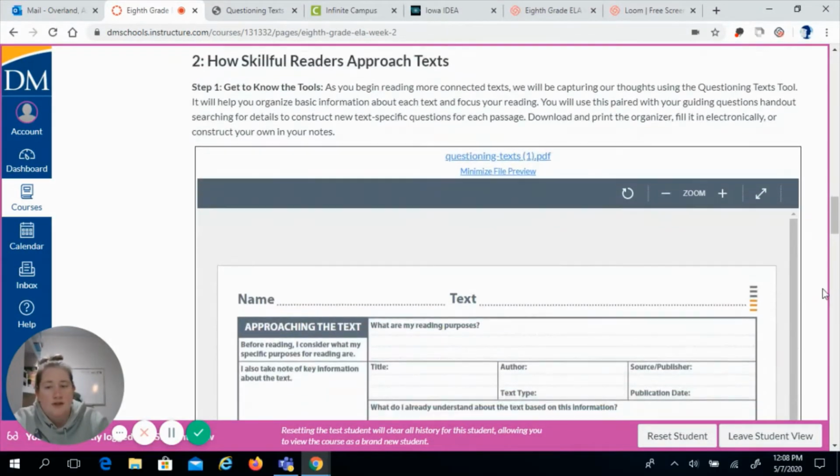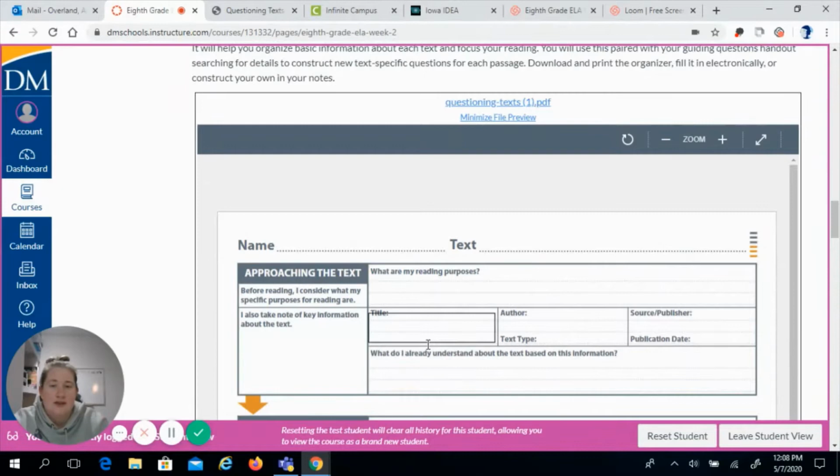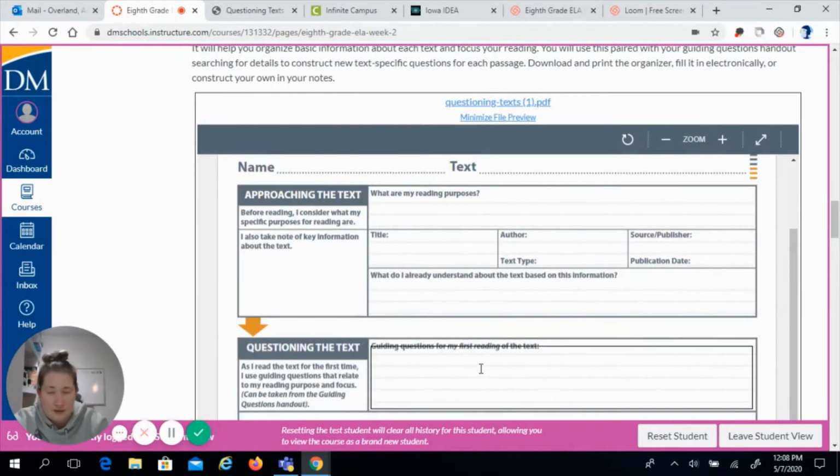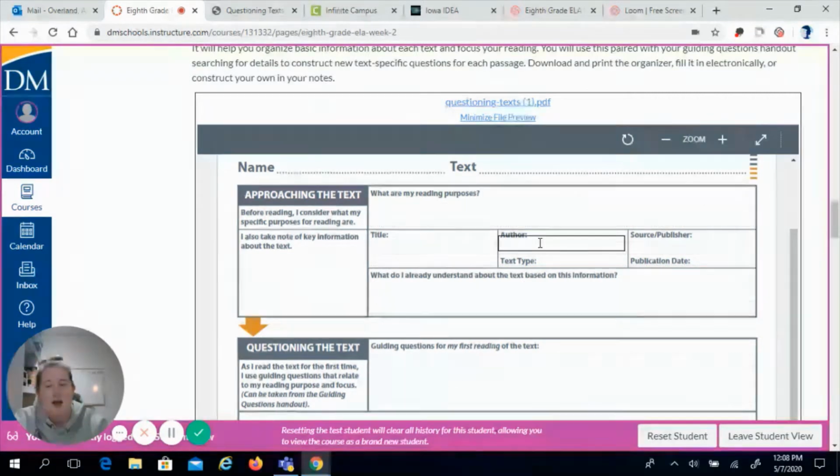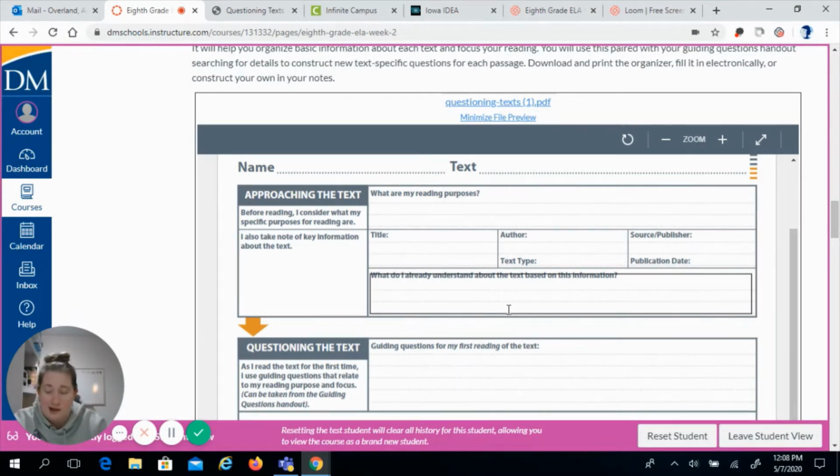So this first handout we have for you, it focuses on how to ask questions while you're reading a text. So this first section is called Approaching the Text. This will be before you read. So you write down the title, the author, what type it is. Is it informational? Is it entertaining? Is it fiction, nonfiction? Whatever type you determine it to be. And then the publisher, publication. Also, anything you already know. So if you know that this text is written by a Jewish author in 1945, you know it happens during the Holocaust, and it's a firsthand account of what's going on.